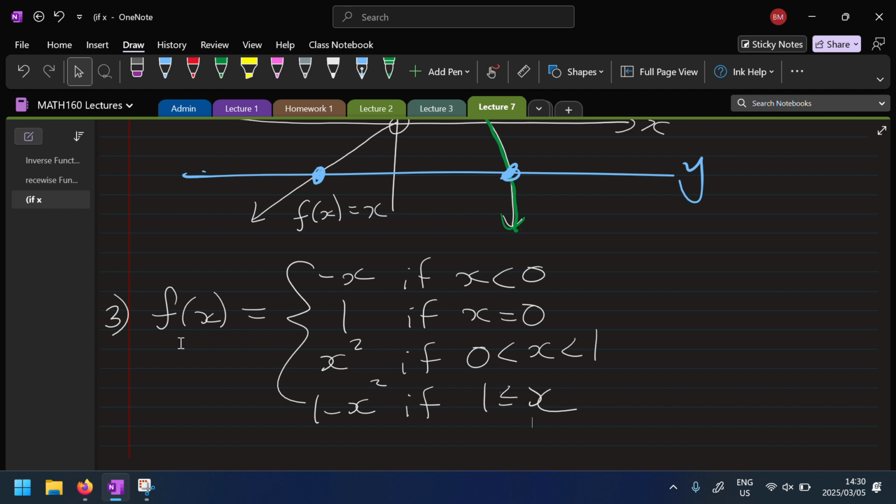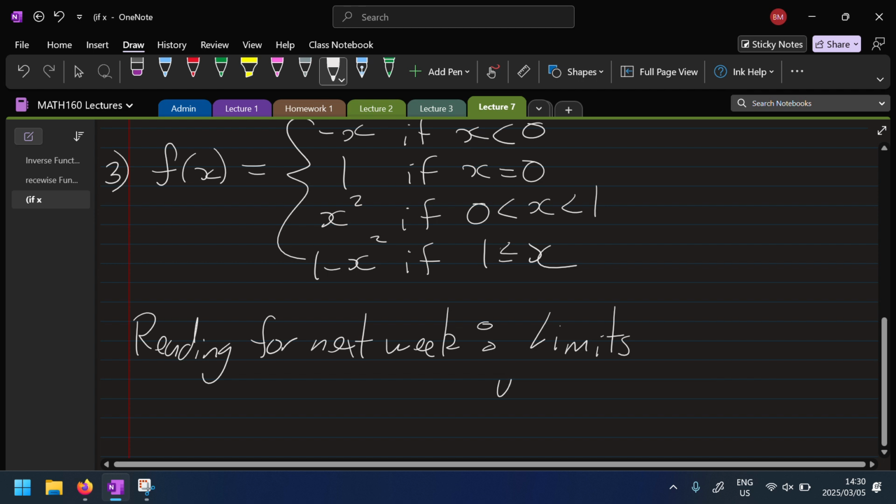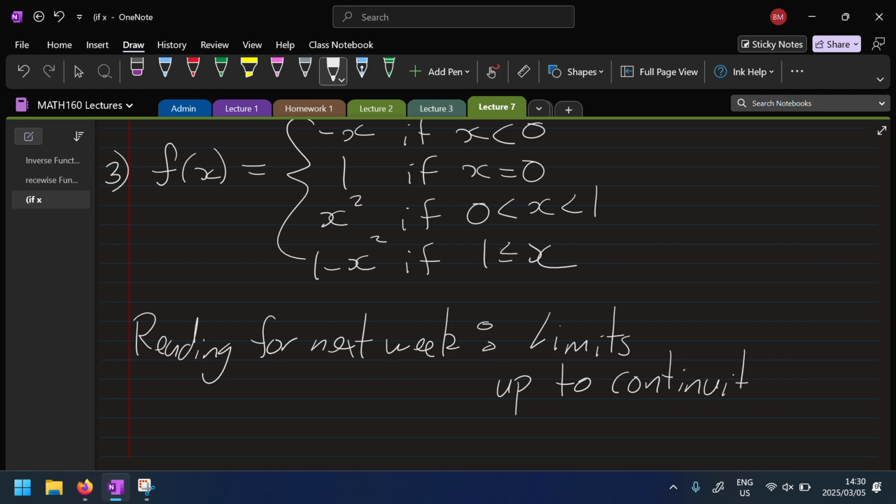Next week, please start reading the next part of the chapter on limits. So reading for next week. Please do the reading. It's not just for fun. Reading for next week: limits. In the textbook, there's the sub chapter on limits. Please read that up to continuity.